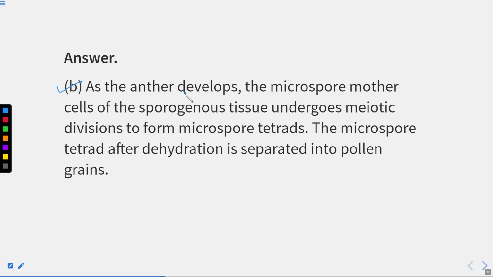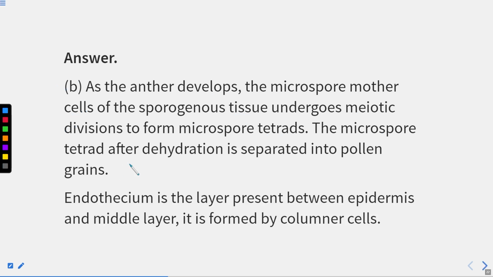Now, why is this the answer? As the anther develops, the microspore mother cell, which I've already shown you in the previous question, of the sporogenous tissue undergoes meiotic division, meaning meiosis, to form microspore tetrads. Here meiosis is happening, so these microspores will be haploid. The microspore tetrad, after dehydration, separates into pollen grains.